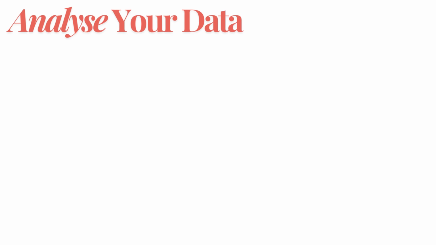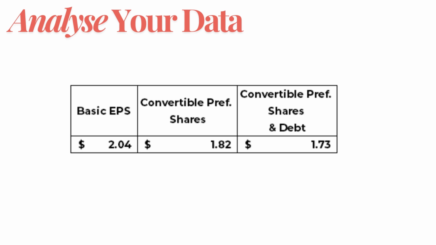Now that we have the full picture, let's analyze our data. As you can see, the basic EPS started off at $2.04. Adding the convertible preferred shares, we're at 1.82. And finally, the convertible preferred shares and the debt, we're at 1.73. Like I said, this is 15% lower than the original earnings per share.